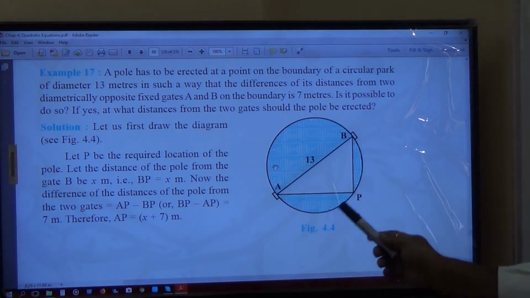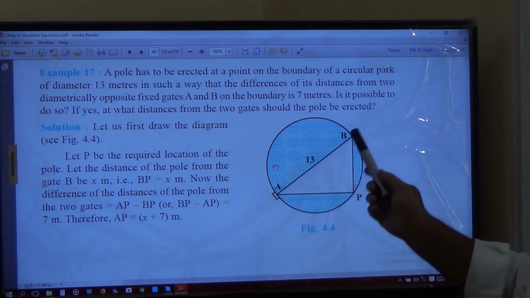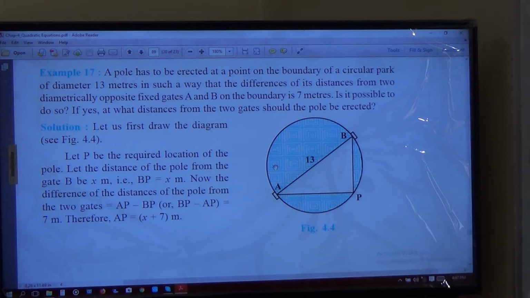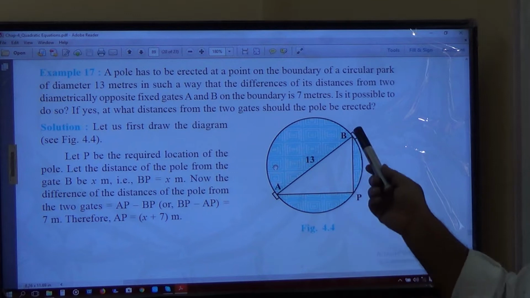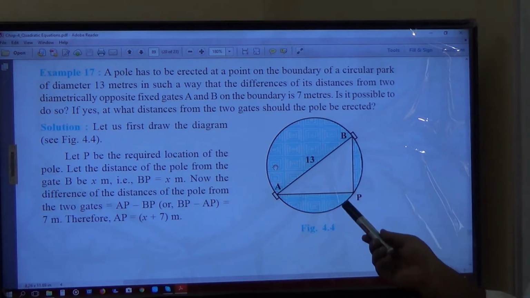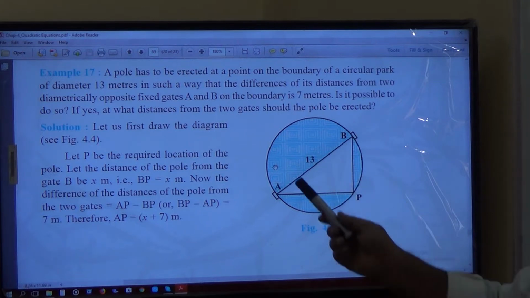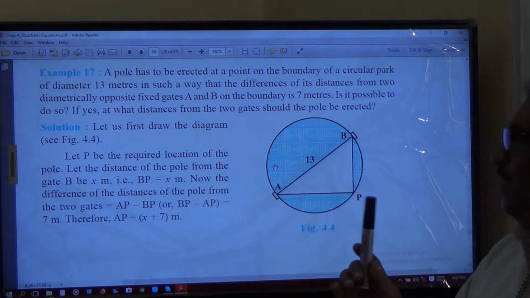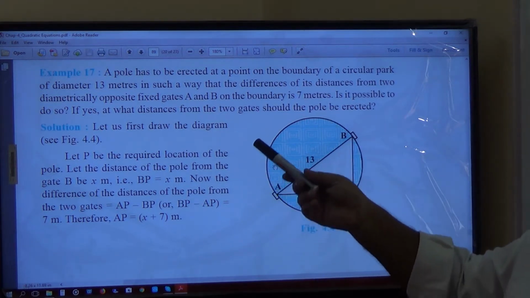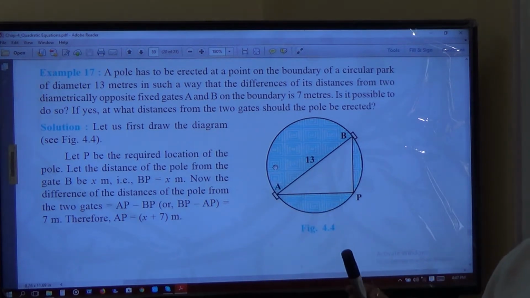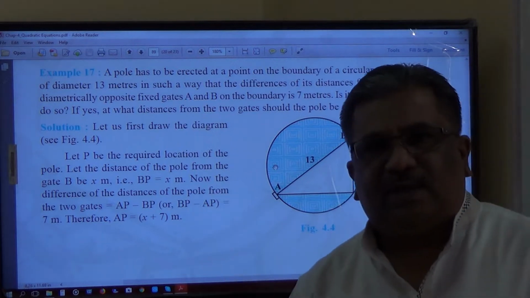The question is, there is a circular park, the diameter is 13 meters, and A and B are the two gates. We have to fix a pole in such a way that the difference of this point P from A and from B should be 7 meters. Are you able to understand? So this is what we have to do, and let us draw the diagram. First question: is it possible to do so? Therefore find the discriminant first and check whether real roots exist. If real roots exist, then we can solve this question. Is it very clear? Okay, fine.